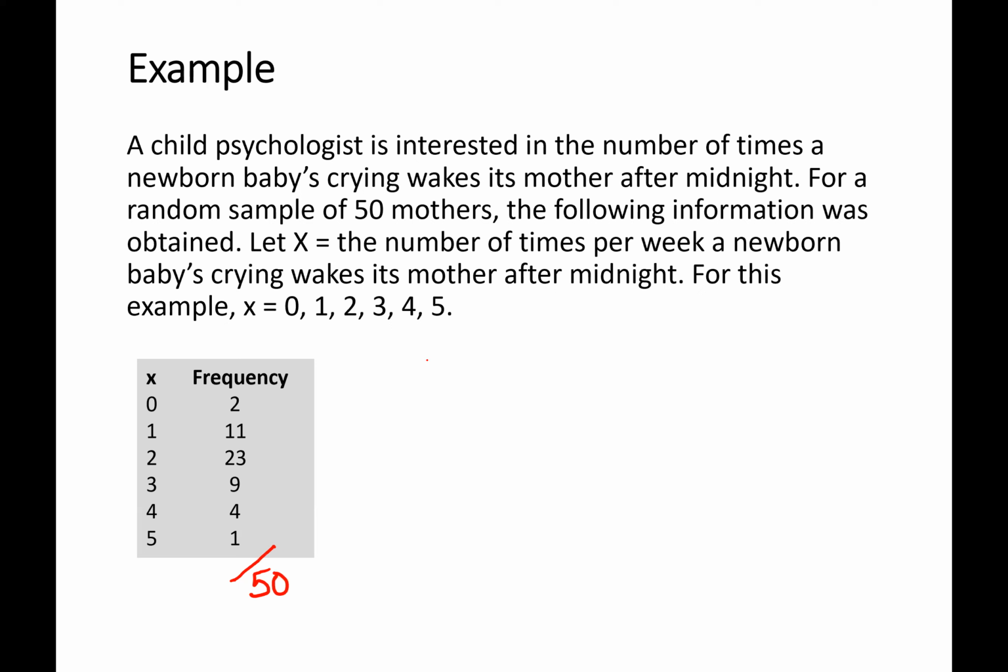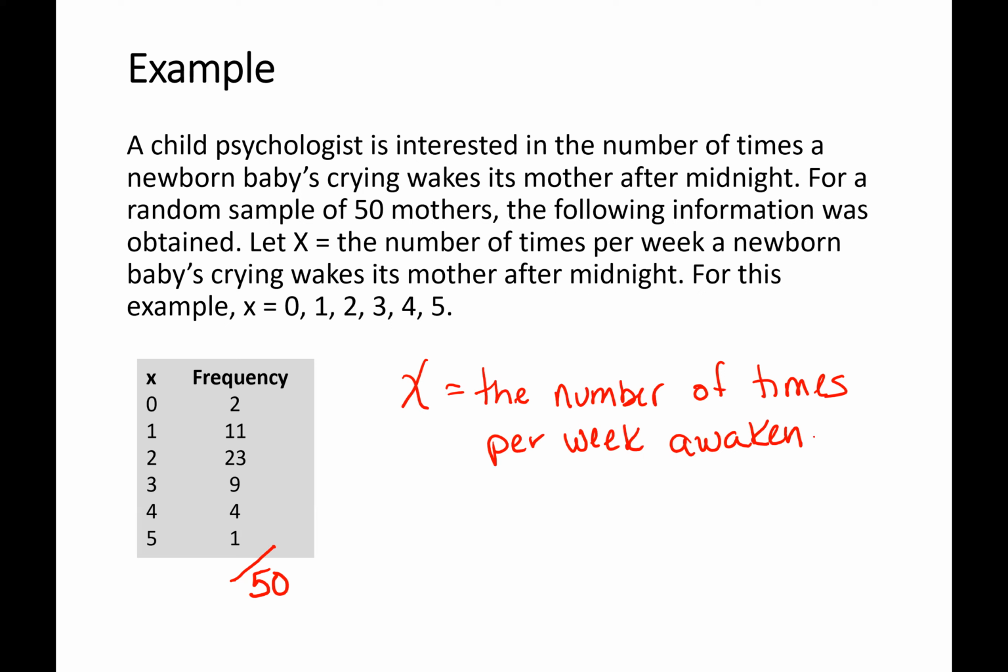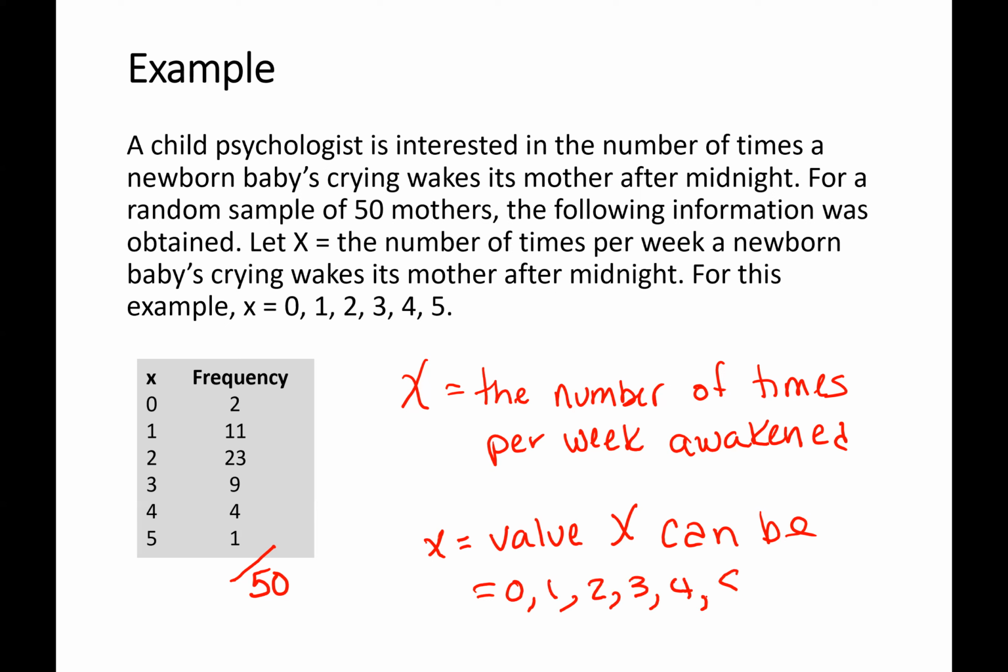So our random variable is, as it says, the number of times per week they were awakened, to abbreviate. And little x is the value. X can be, and this comes from our survey, no nights, 1 night, 2 nights, 3 nights, 4 nights, 5 nights in a week.